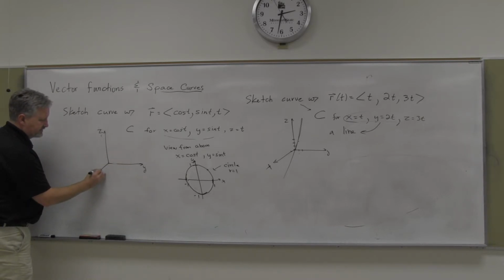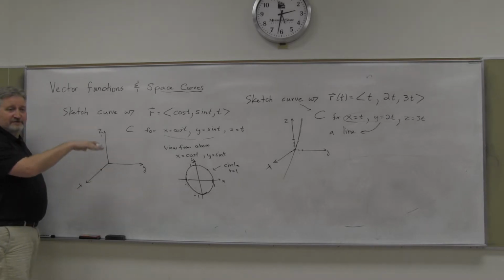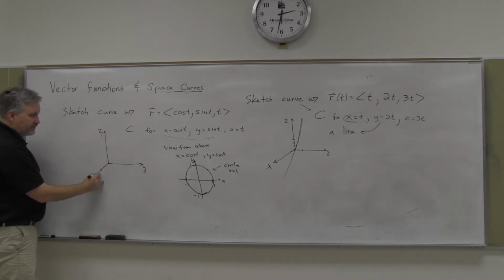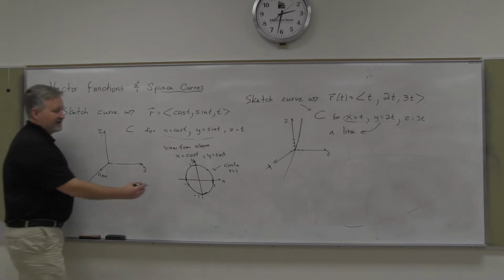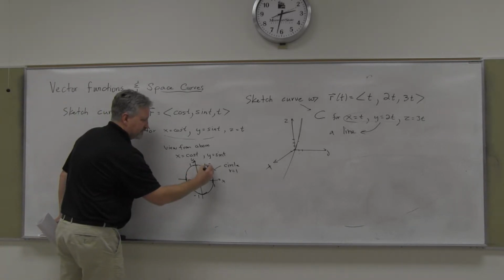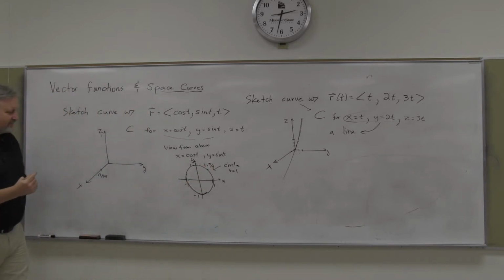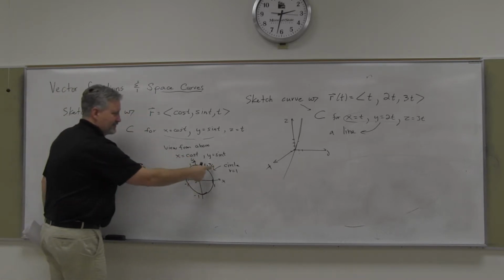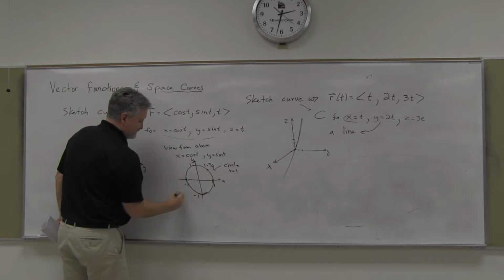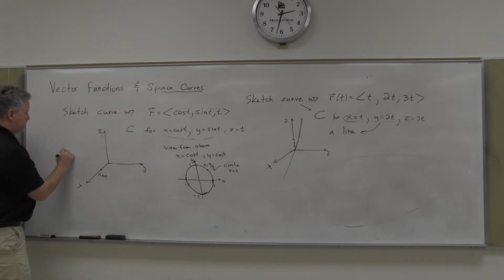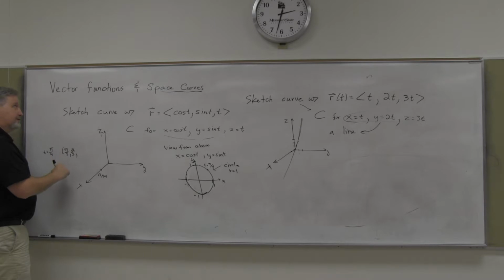Let's expand a little bit. And then the t value is also 0, right? So I'm at 1, 0, 0. That's an easy point. Now, let's jump out here. This is t equals pi over 4. Well, what does that do? It's square root of 2 over 2, square root of 2 over 2, comma, pi over 4, right?